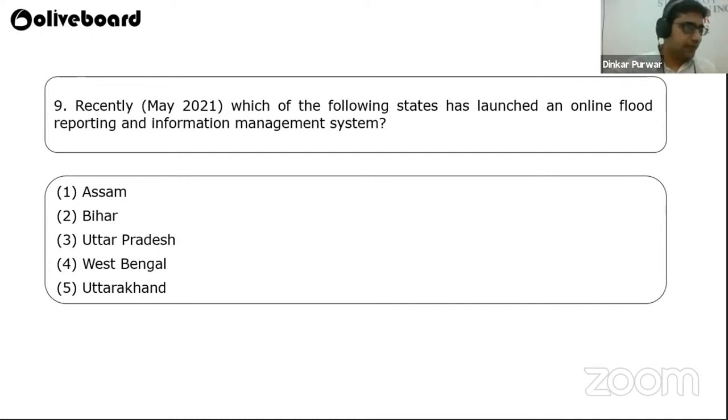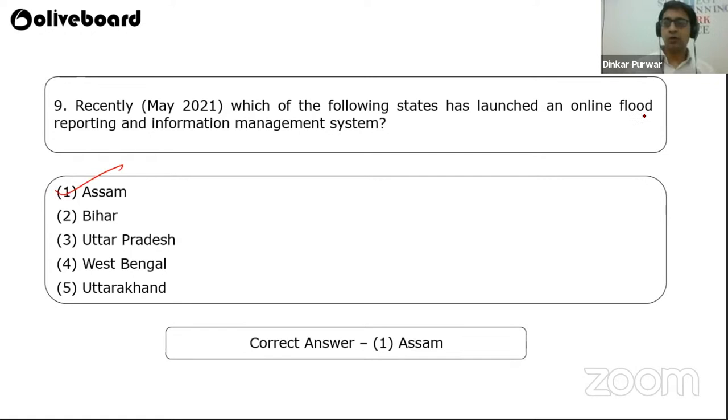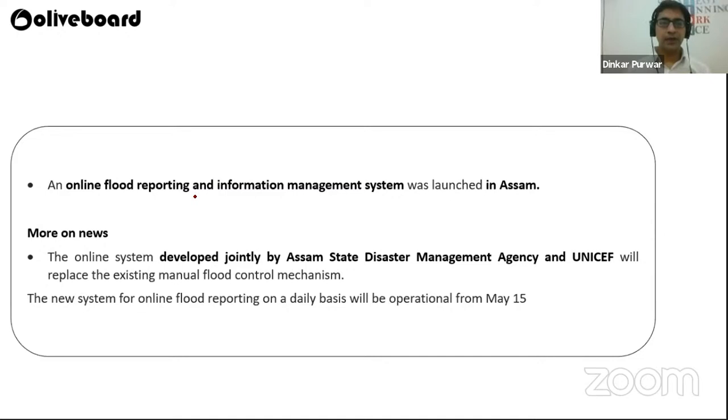We will see the answer of this question. The answer is Assam. Assam has launched the online flood reporting and information management system. The online system is developed jointly by the Assam State Disaster Management Agency and UNICEF, which will replace the existing manual flood control mechanism. The new system for online flood reporting on a daily basis will be operational from May 15. So the answer is Assam.